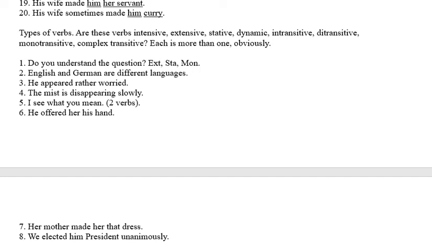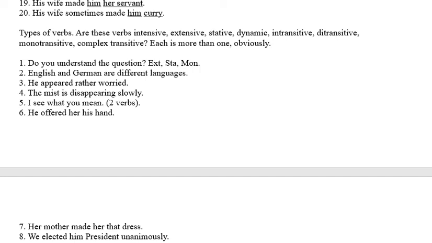Okay. Number 3, he appeared rather worried. Appeared is another way of saying that he was rather worried. Okay, so this is also, just like the verb to be, an intensive verb. Again, we can't say he was appearing. If someone is appearing, we can say like an actor is appearing at the theatre, right? But that's something very different. So this is also stative. And because it's intensive, again, it will be intransitive. So 2 and 3 are both the same: intensive, stative, and intransitive. Okay.